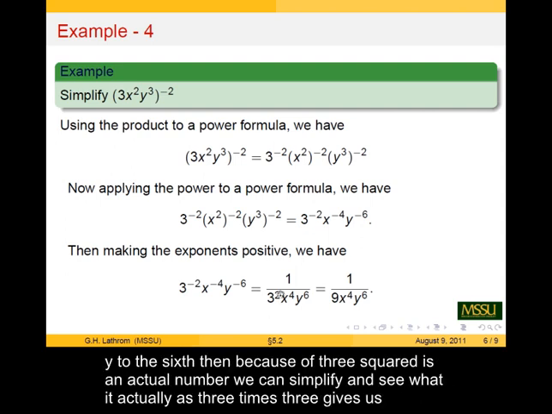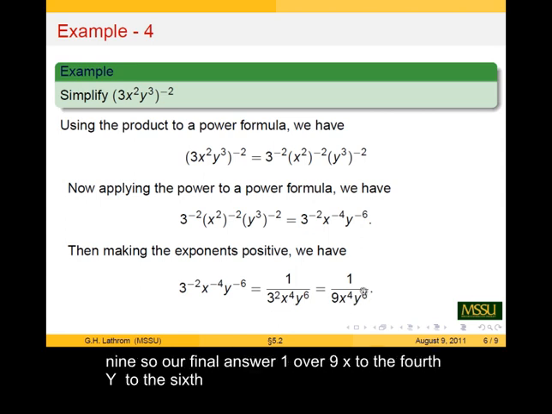Now because the 3 squared is an actual number, we can simplify that to see what it actually is. 3 times 3 gives us 9. So our final answer, 1 over 9, x to the 4th, y to the 6th.